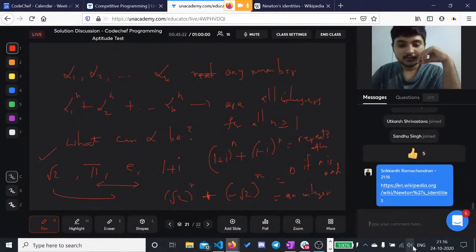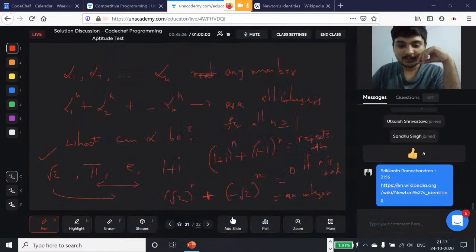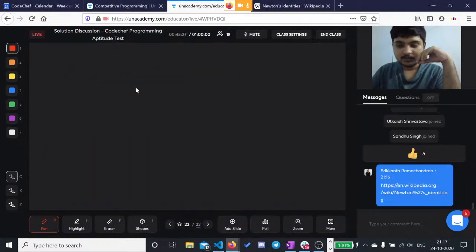So, I don't want to spend too much time on explaining the identity, but essentially what the identity says is it's a relation between roots of a polynomial, or sum of powers of roots of a polynomial, and its coefficients.